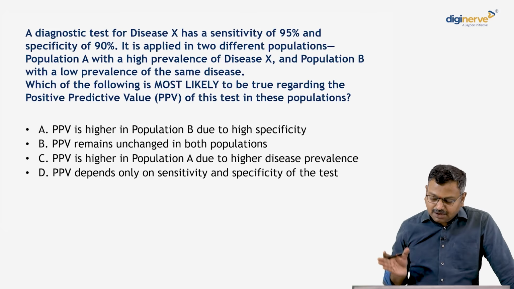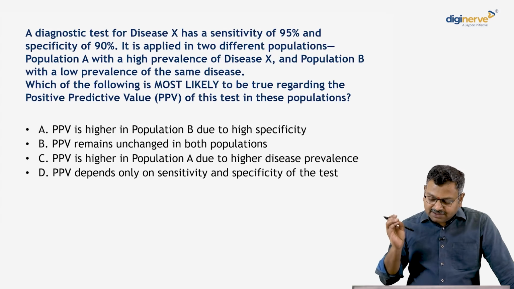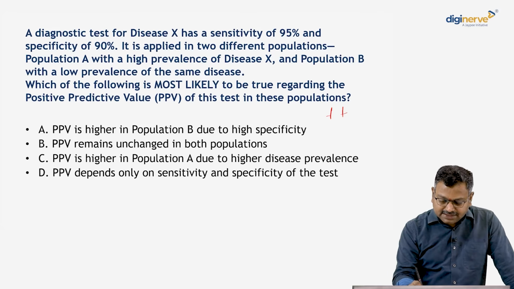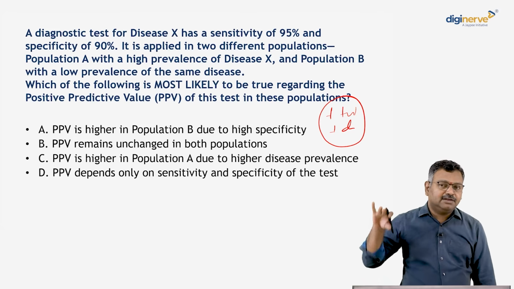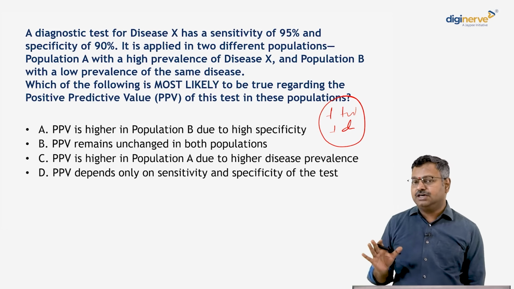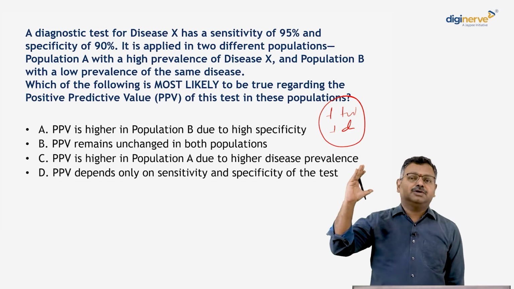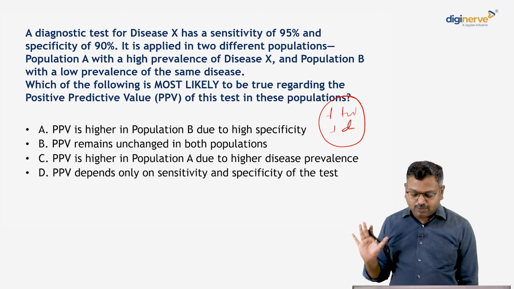So please remember, positive predictive value is a person with a positive test actually having a disease. So positive test, positive disease, that is a positive predictive value. Negative predictive value is negative test, no disease at all. Now it is directly proportional to the prevalence of the disease. If the disease is highly prevalent, the positive predictive value increases. Low prevalence, low positive predictive value.